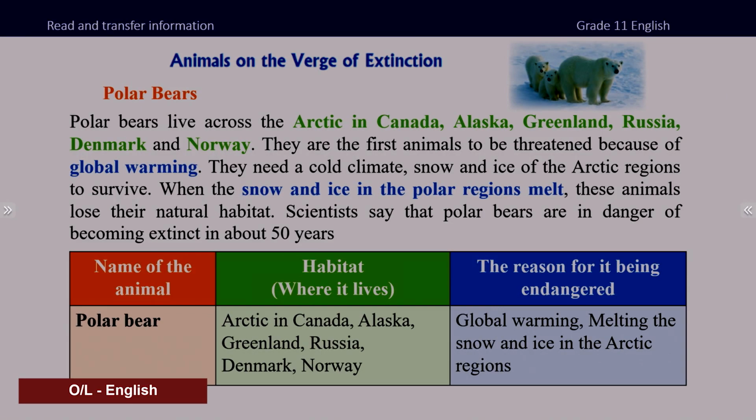For your convenience, as in the earlier activities, the answers have been written in bold type. The name of the animal, the polar bear. The habitat: polar bears live across the Arctic in Canada, Alaska, Greenland, Russia, Denmark, and Norway. For the habitat, you have to write all the names where the polar bears live.